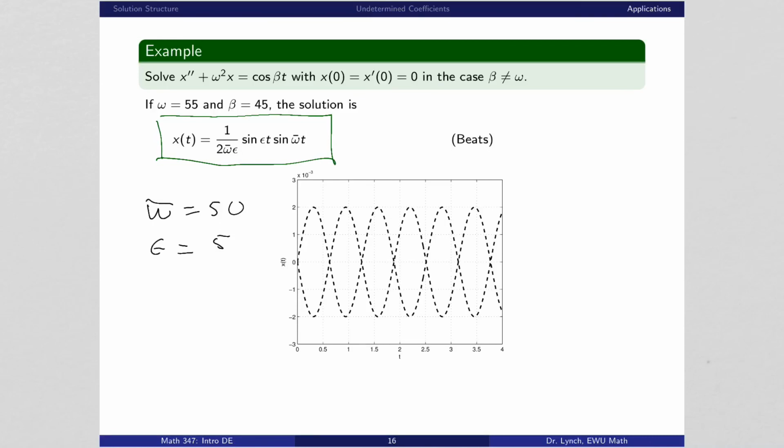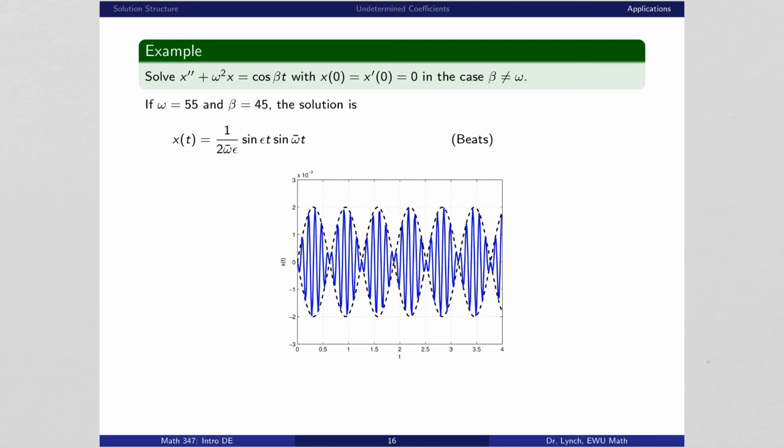Once we have that, you can think of this as a high frequency oscillation, where that high frequency is defined by omega bar, modulated by a low frequency amplitude, where that low frequency is defined by epsilon. So here the envelope of solutions has frequency 5, whereas the solution inside, the high frequency solution, has frequency 50.